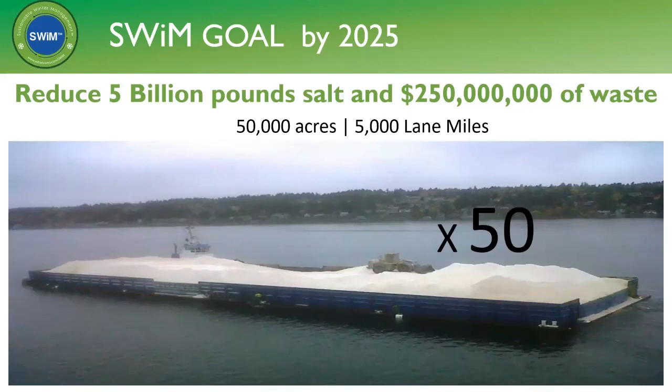So there are barges of salt that come into the eastern ports of the United States all the time. They're shipping it in now to get ready for next winter, believe it or not. So this barge here equates to about 50 to 55,000 tons of salt. And if you think about 50 of these barges, that 5 billion pounds of salt we're trying to help save on an annual basis through our efforts would equate to reducing about 50 of these barges from ever needing to enter the United States.